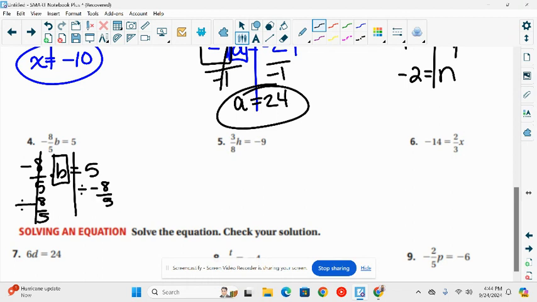Now what's beautiful is y'all get to use your calculator, and you can punch it straight in, and it'll tell you your answer. So y'all go ahead and do that. 5 divided by negative 8/5. And you should get negative 25 over 8. Good deal?